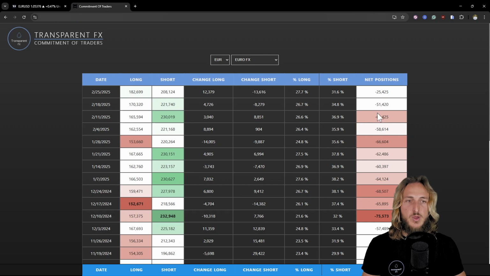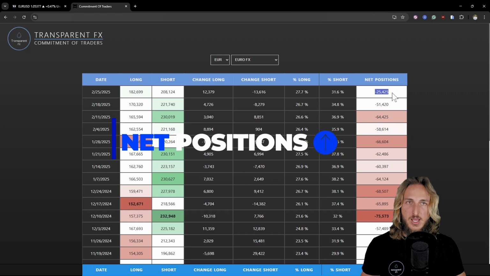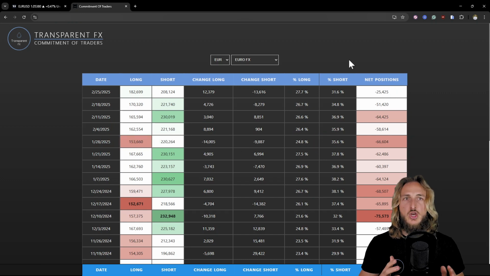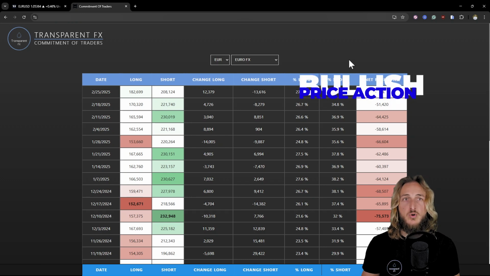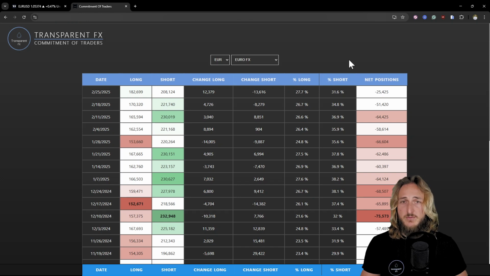And we can notice how we went from having minus 64.4k net positions all the way up to having minus 25.4k net positions. So we have seen a strong increase of the net positions, showing how institutions have been moving back to the bullish side for the euro, therefore to the bullish side for the EURUSD, because you have to keep in mind that if we're looking at the data for euro, we're actually already looking at EURUSD because all currencies on the spot are traded against the USD.